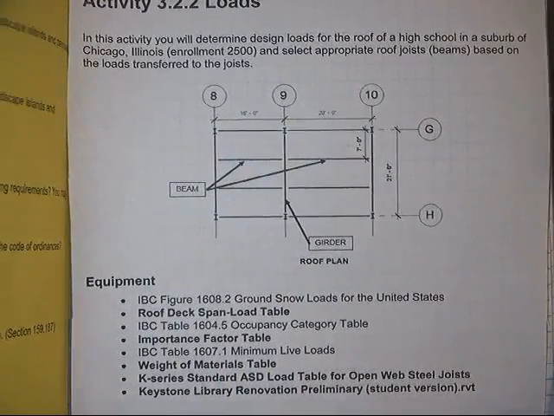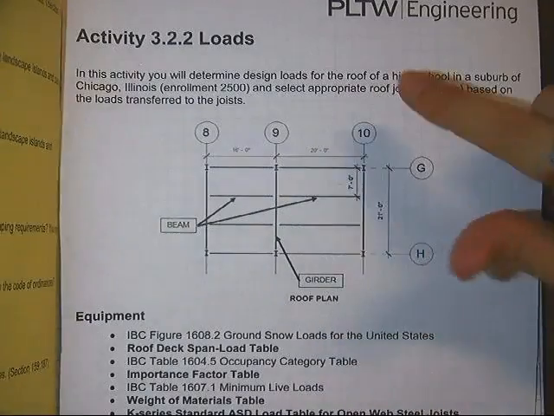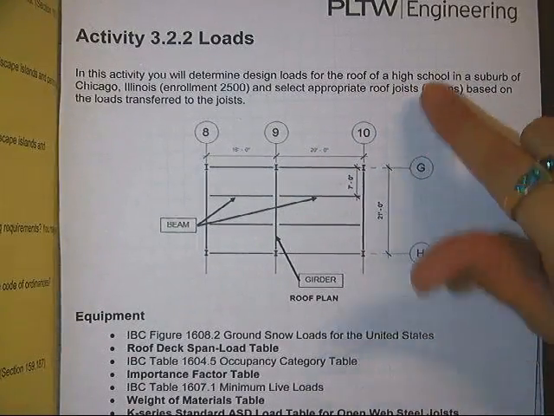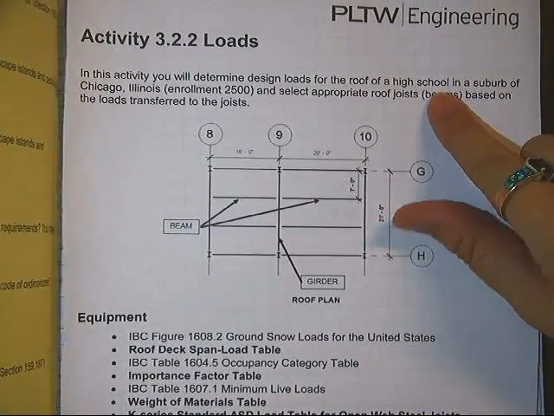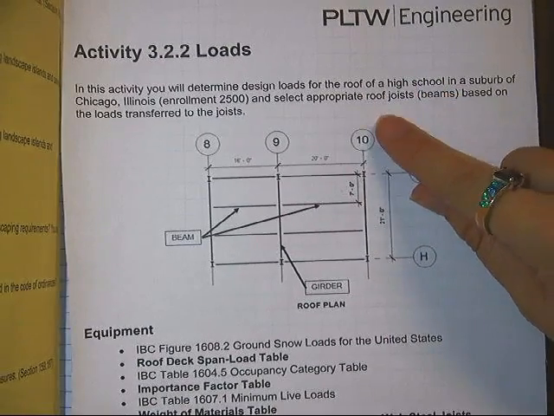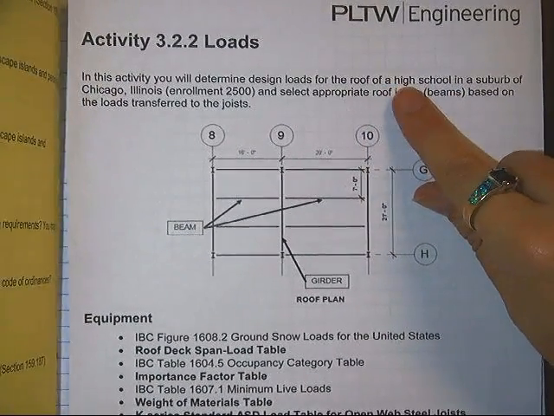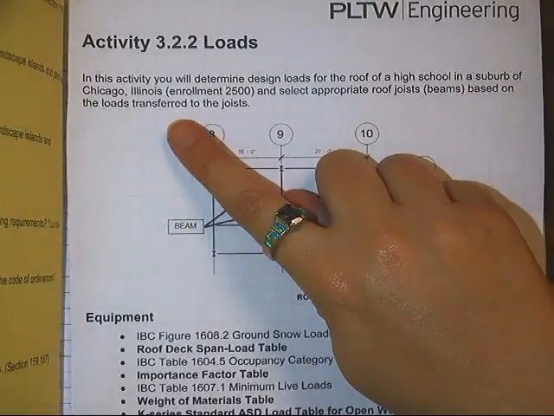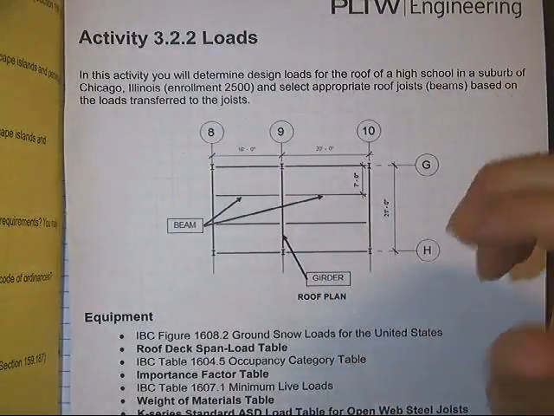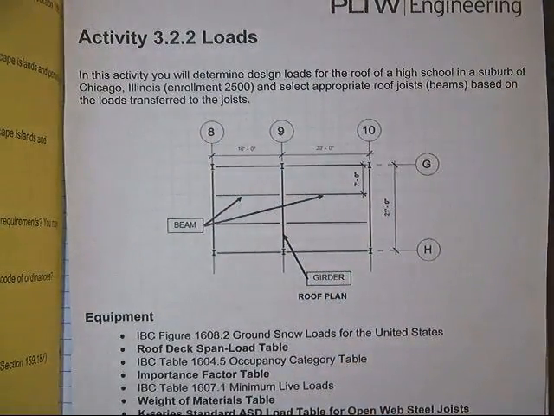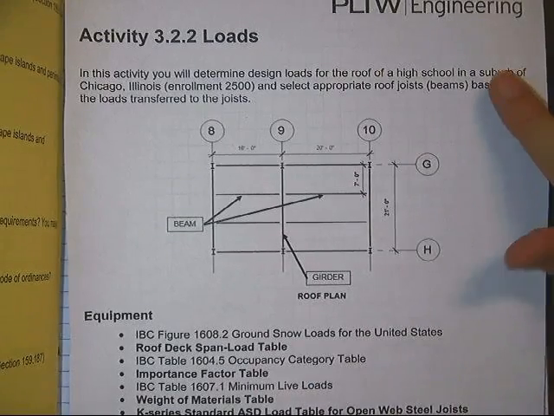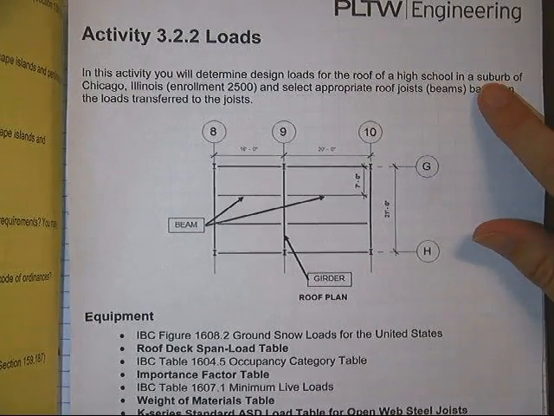It's important to note here that this first part, number 1 through 7 on this activity, is this scenario right here, where we're looking at a high school and we're going to do the loads for a roof of this high school that's located in Chicago. On number 8, you're going to be doing these same calculations for your library, but for now we're going to do it for this example here, where we're talking about a high school in Chicago.